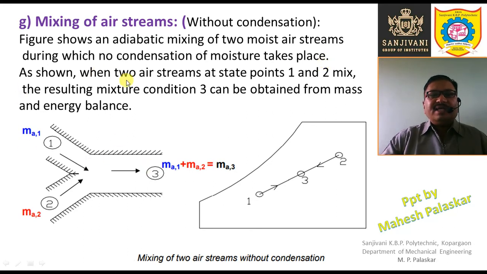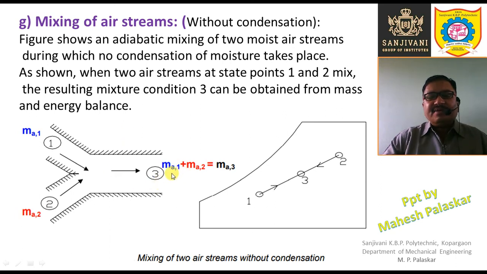Okay, so as shown, when two air streams at state points 1 and 2 mix, the state point of this air stream is say 1, the state point of this air stream is say 2, and they are mixing here in this duct, and the final state point is say 3. The resulting mixture condition 3 can be obtained from mass and energy balance. So we have to use the mass balance equation and we have to use the energy balance equation.